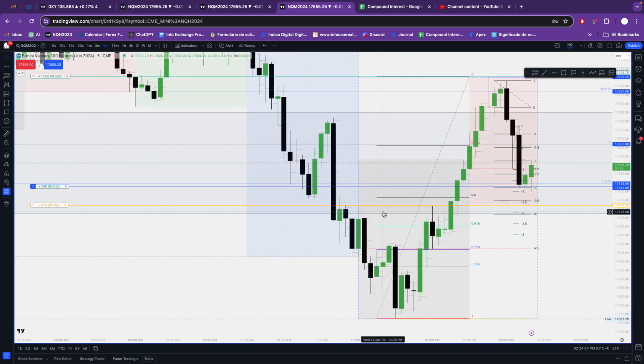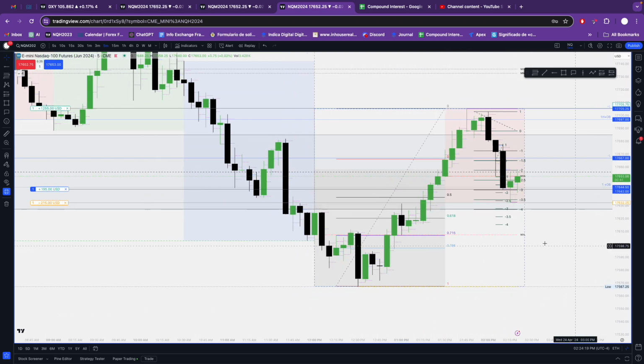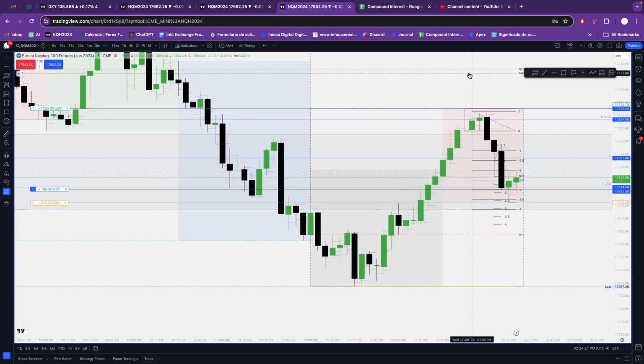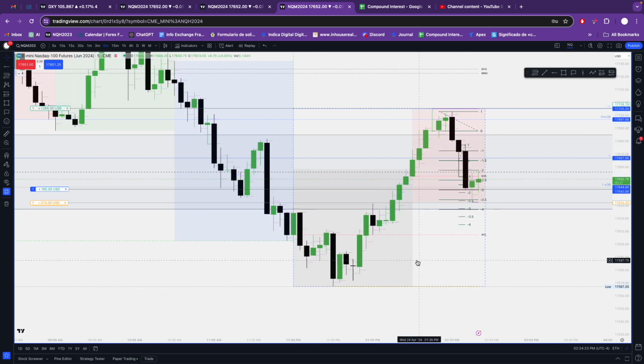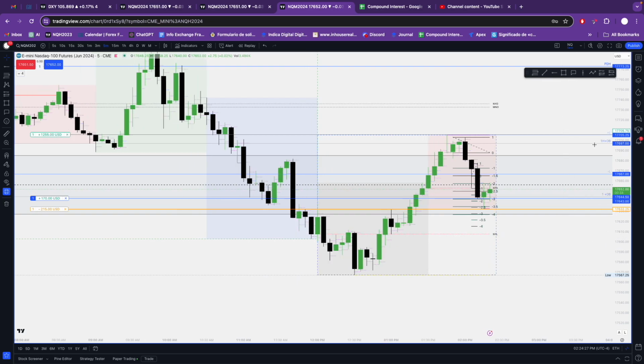On the 5, a small little fair value gap right here, which bodies are respecting. And yeah, that's pretty much all that I see. So I'll get rid of this. So we do have our manipulation leg here. This is where we got in initially. So this is what we want to look for.